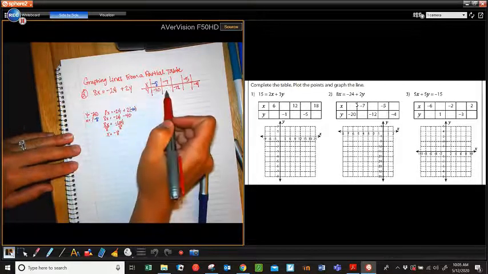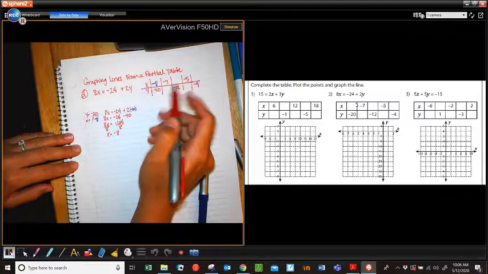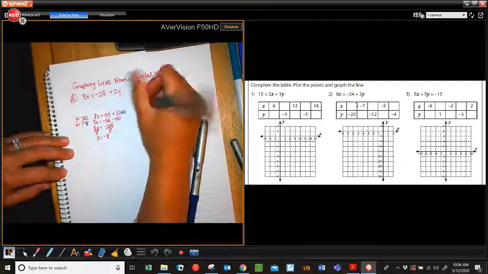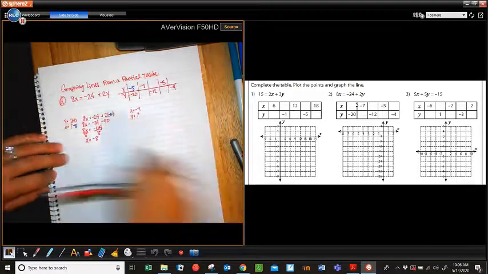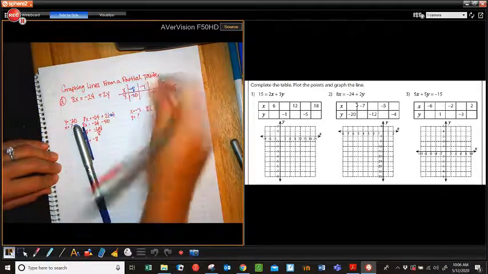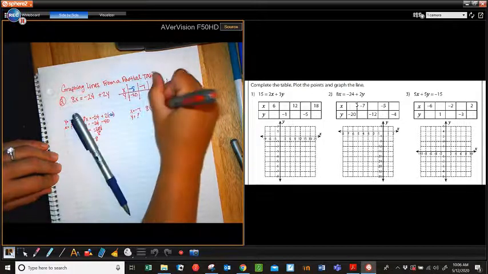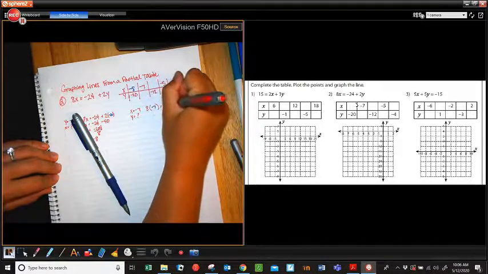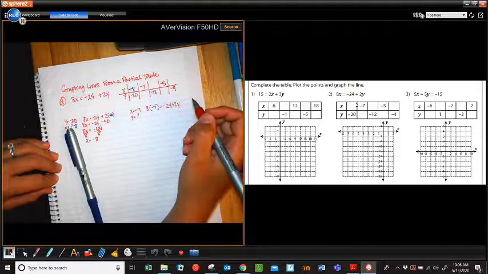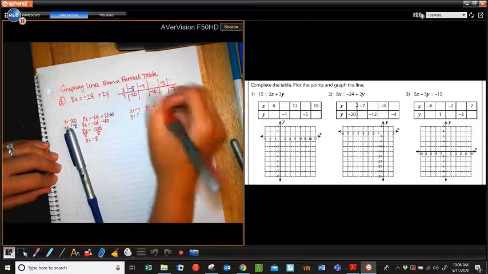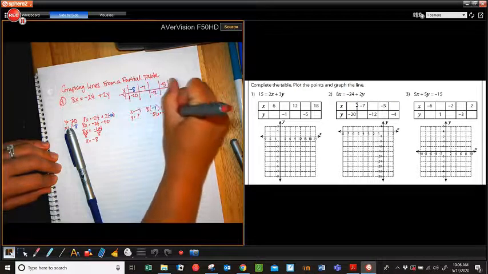All right, our next unknown value is a y value, and we know that x is negative 7. So when x is negative 7, what is our y value? Let's find out. We have 8 times negative 7 equals negative 24 plus 2y. Simplify and solve. 8 times negative 7 would be negative 56 equals negative 24 plus 2y.